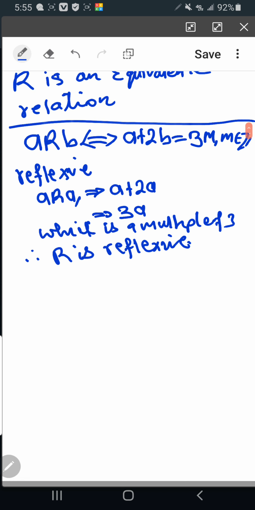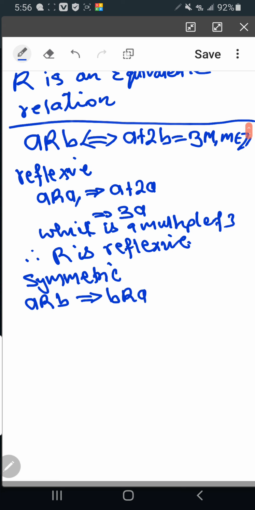We prove the symmetric property. You must not write "symmetric property" as I'm writing, but for the sake of understanding, we're proving the symmetric property. For a relation to be symmetric, a relates b means that b relates a. So let a relate b. A relating b means a + 2b is a multiple of 3.